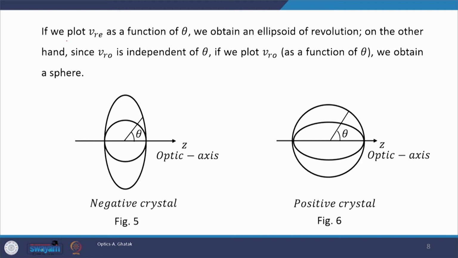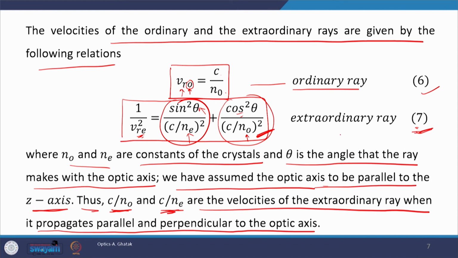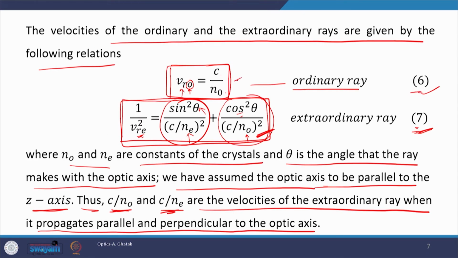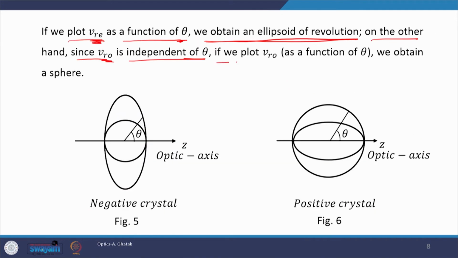And if we plot VRE as a function of theta, we obtain an ellipsoid of revolution, which is very much obvious, because if you see equation number 7, then you see that equation number 7 is nothing but an equation of an ellipse. Similarly, equation number 6 is nothing but an equation of a sphere in polar coordinates. Therefore, if we plot VRE as a function of theta, we obtain an ellipsoid of revolution. On the other hand, since VRO is independent of theta, as visible in equation number 6, if we plot VRO as a function of theta, we obtain a sphere.